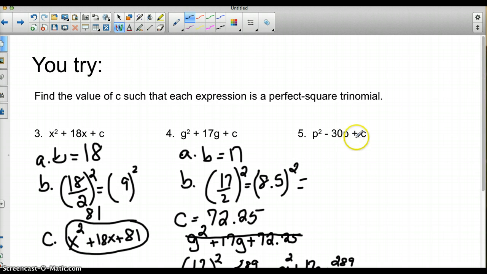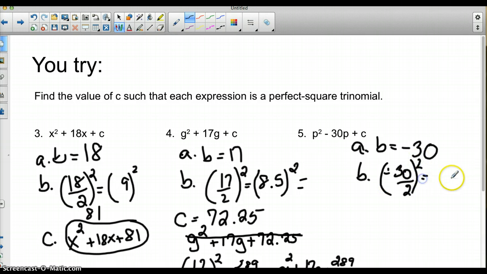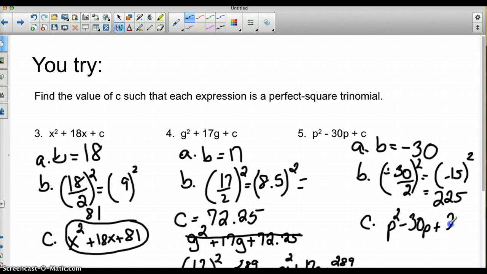Okay, so p squared minus 30p plus c. Your first step, identify b as negative 30. Second step is to do negative 30 divided by 2 and square it. So negative 30 divided by 2 is negative 15. Negative 15 squared equals 225. So your last step is to substitute in: p squared minus 30p plus 225, and there's your answer.